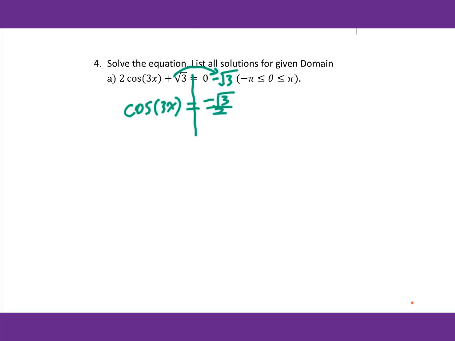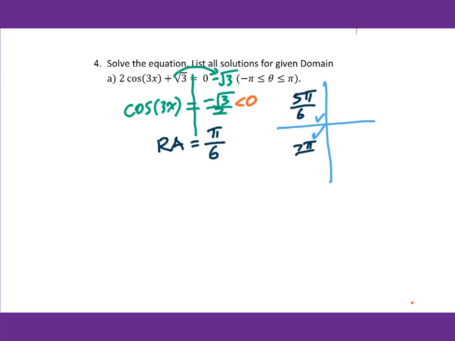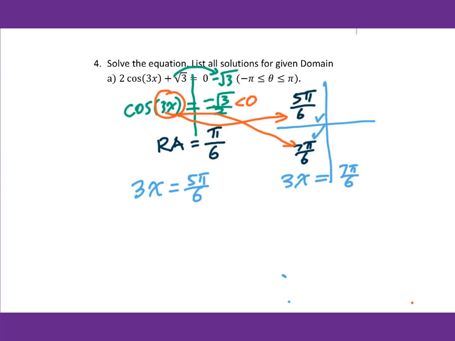Then I go to the reference angle. That's pi over 6. Since cosine is negative, we go to the diagram. That's the second and third quadrant. We got 5 pi over 6 and 7 pi over 6. Our angle is 3x. 3x equals those two. So we set up 3x equals 5 pi over 6, and also 3x equals 7 pi over 6.